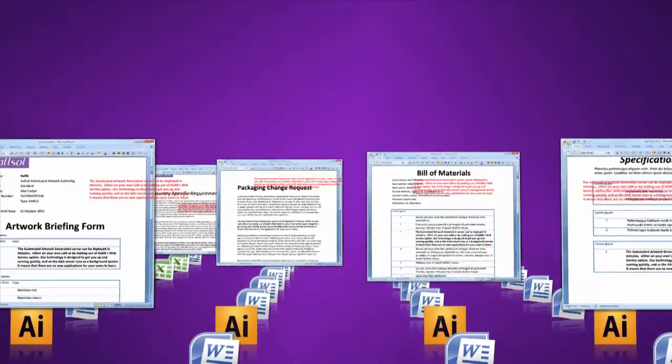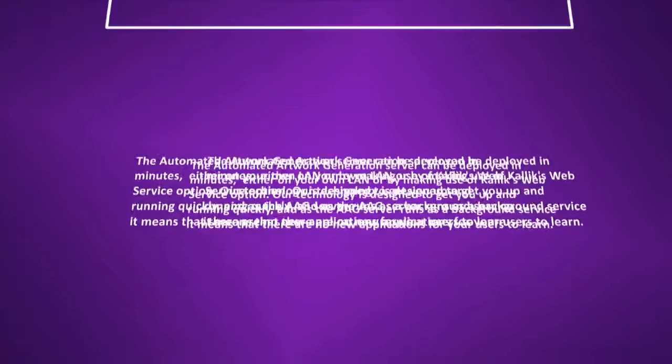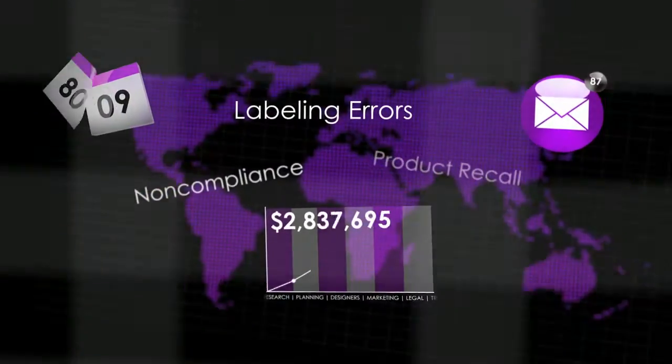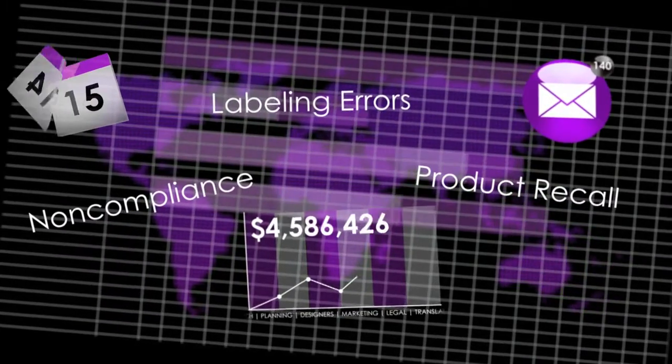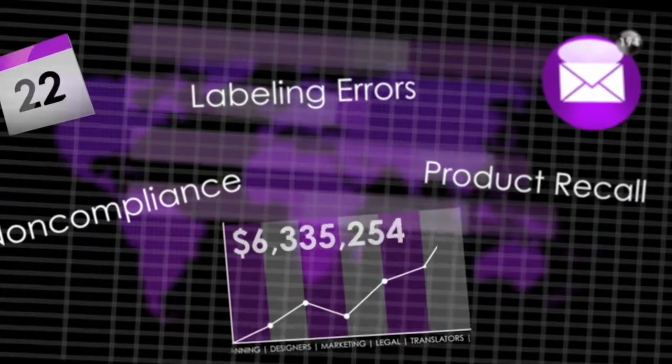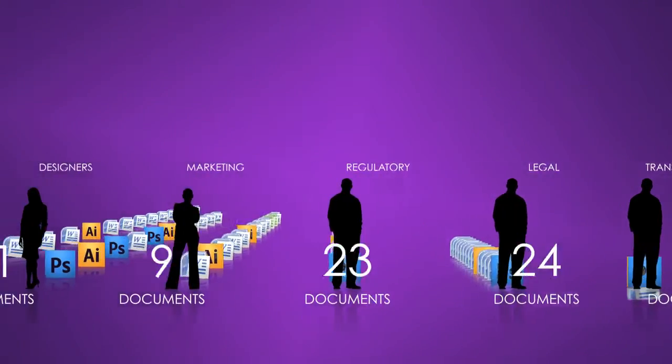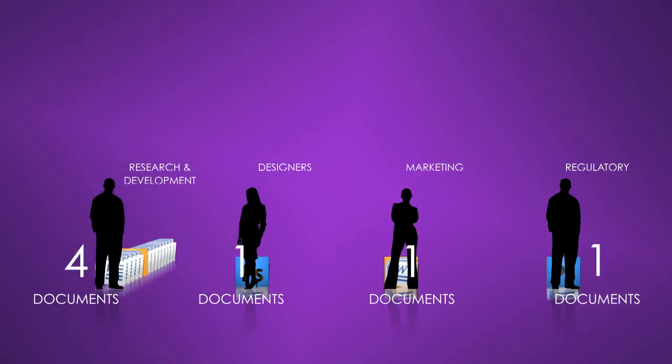Done manually, it leads to duplication. It also leaves room for human error. No one can afford the risk of mistakes in labeling or product recalls. So what can you do to ensure precision and reduce duplication without increasing your costs or diverting excessive staff time?